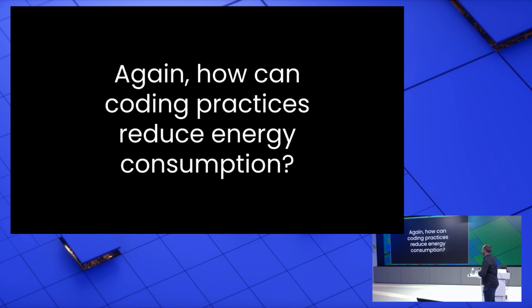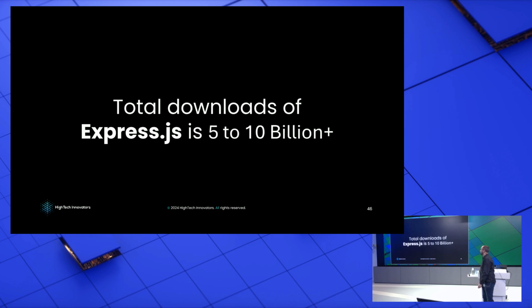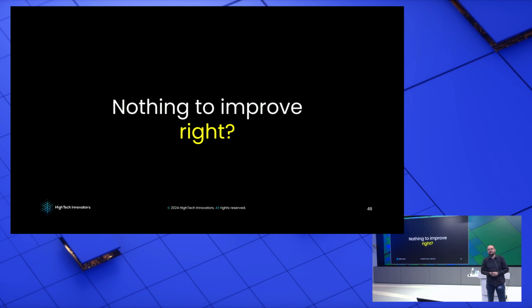But again, how can coding practices reduce energy consumption? As an example, you are all in this room currently working for express.js, an open source GitHub project, and you're part of the development team. Express.js was downloaded an expected 5 to 10 billion times. So that's used a lot. And it's just on GitHub, publicly available, so the question is, there's nothing to improve, right?